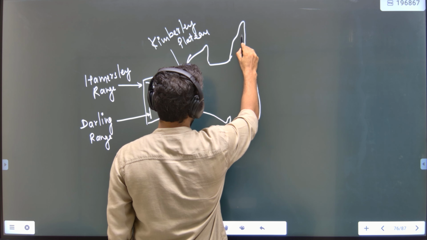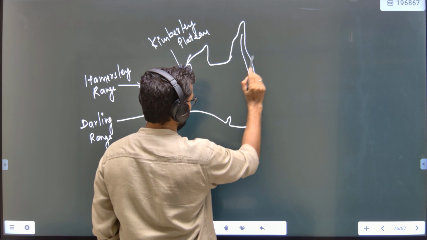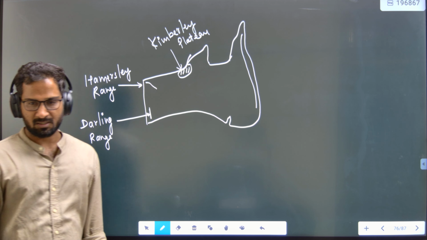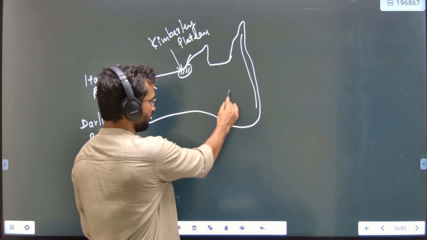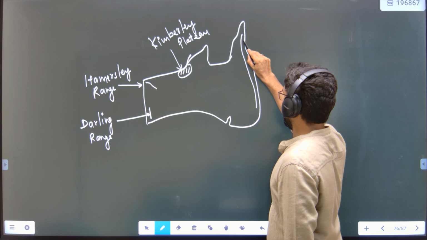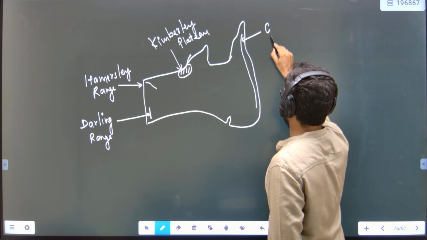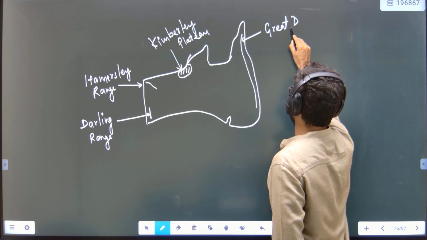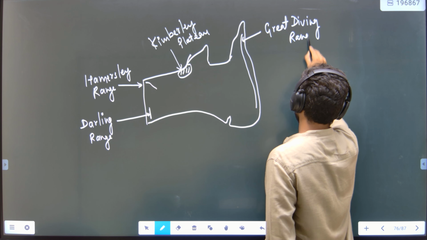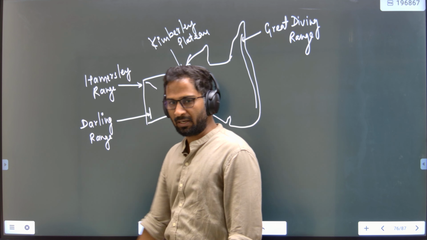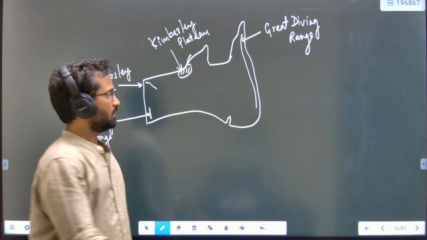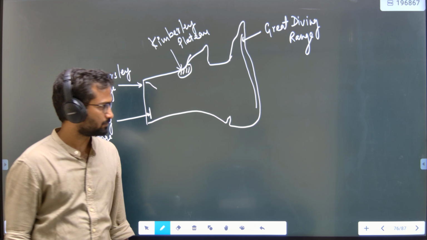From this Cape York Peninsula till the southern part of New South Wales, if you remember, this is New South Wales, there is a mountain range called Great Dividing Range, present in the eastern part of Australia, almost covering the entire continent from north to south.